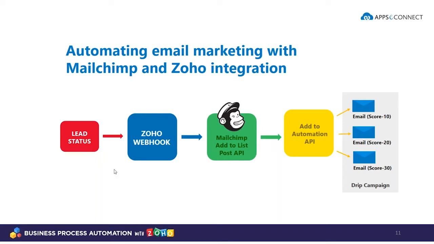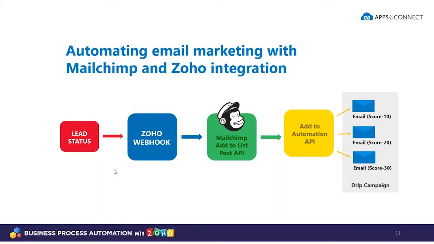So as you've seen in the workflow, for a lead, you can assign an email or you can assign a webhook as per the lead status. So if the lead status is lost, we can assign a Zoho webhook so that it sends the lead's information to the webhook, and the webhook sends the details of that lead to the Mailchimp list using the post API. And finally, we start the automation campaign. So let's see how this happens.